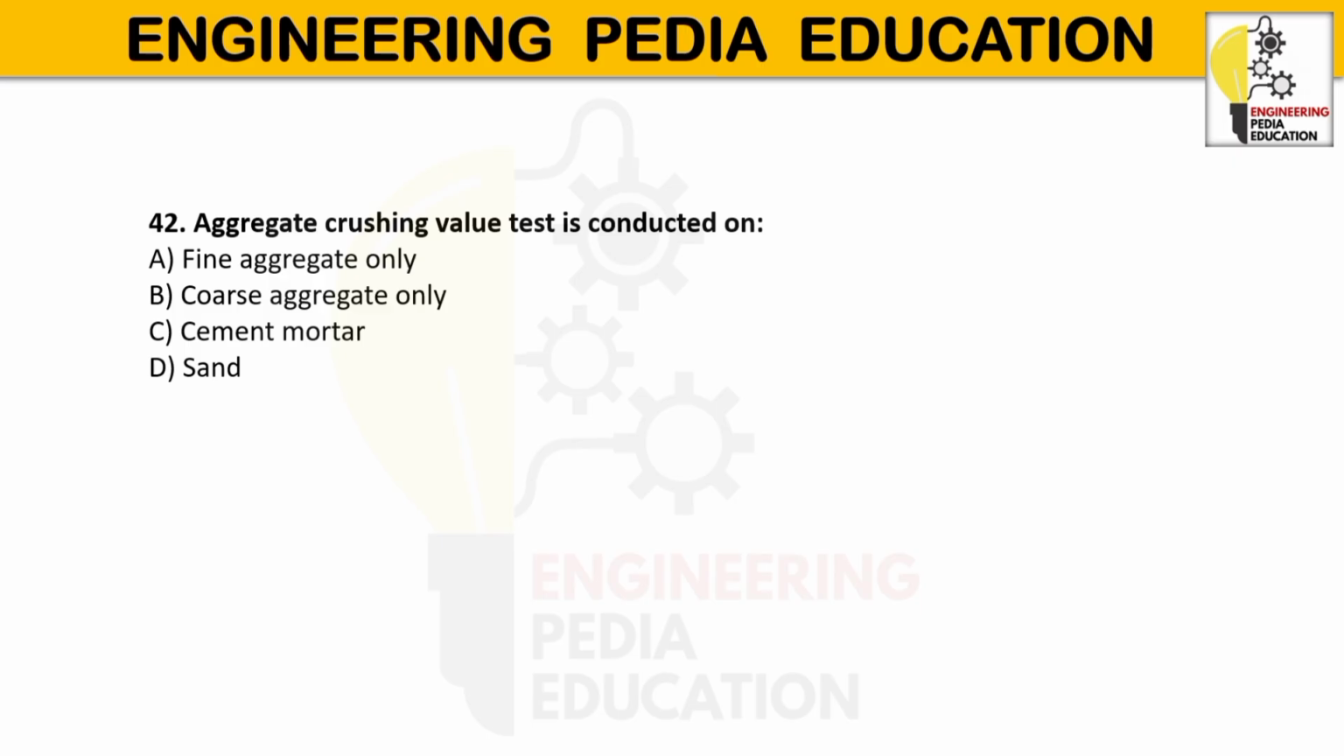Aggregate crushing value test is conducted on coarse aggregate, fine aggregate, cement, mortar, sand. So the correct option is coarse aggregate only. Aggregate crushing value test is done to find its toughness and hardness. That cannot be done on fine aggregate. So only option B is correct for this question: coarse aggregate only.